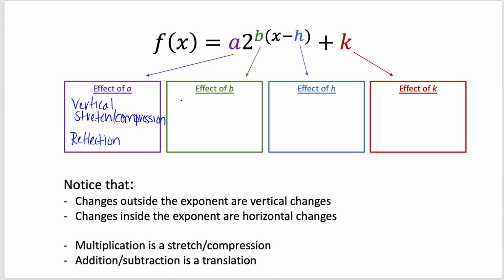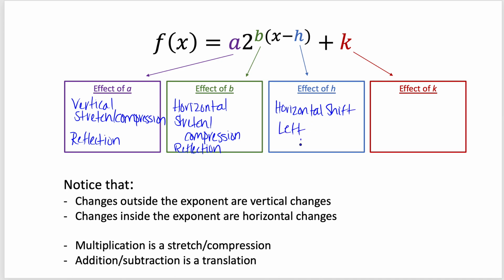B, on the other hand, is going to be a horizontal stretch or compression, because b is being multiplied, and it's also going to create a reflection if it is negative. When we have h, that is going to be our horizontal shift, where the graph is scooted to the left or to the right. And then k is going to be a vertical shift, which moves our graph up or down.